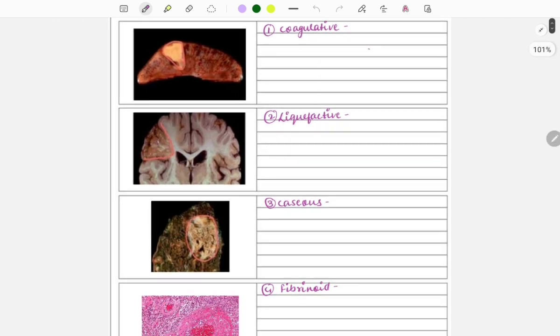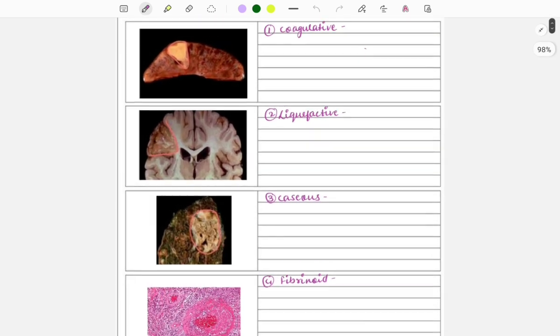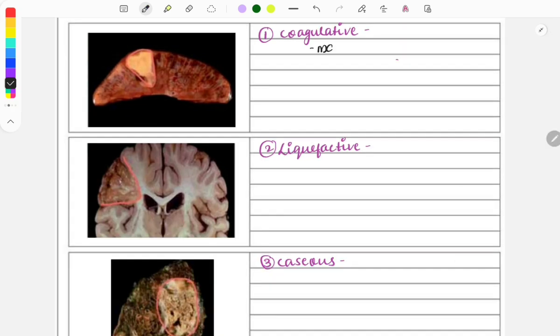So there are 5 types of necrosis: coagulative, liquefactive, caseous, fibrinoid and fat necrosis. We will look at the findings of each and also in which conditions we can see them. Coagulative necrosis is the most common type and occurs in most of the organs. But there is one exception, that is the CNS. In the CNS, liquefactive necrosis occurs.